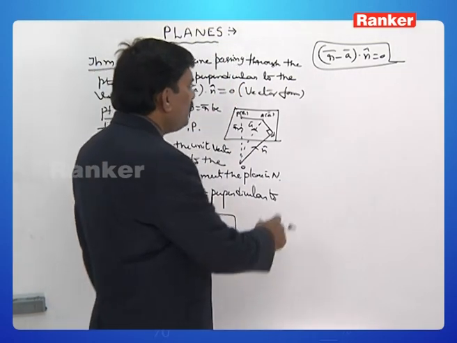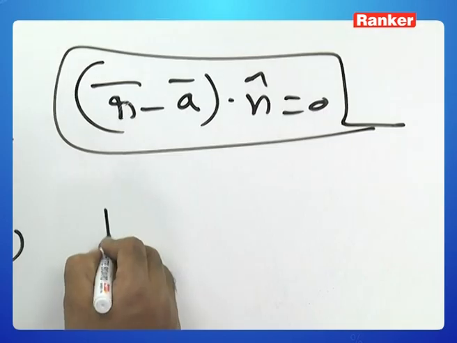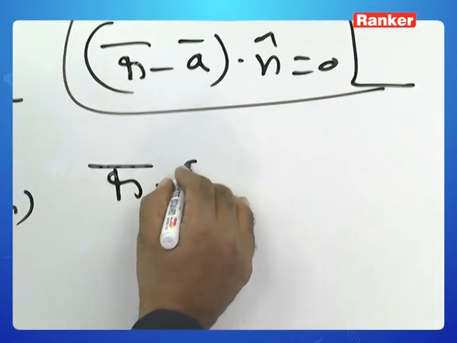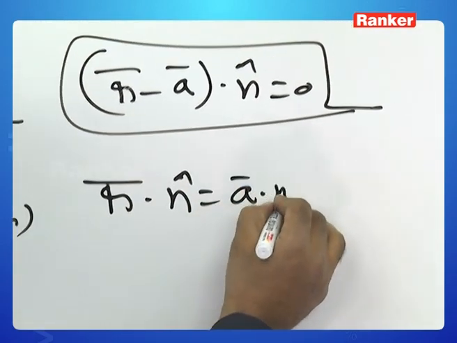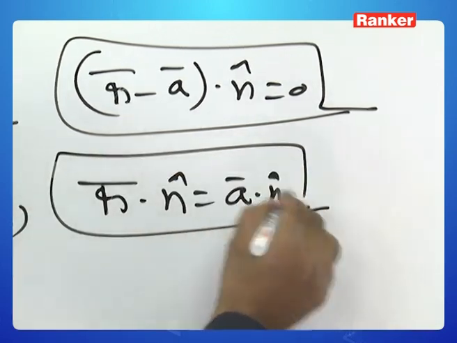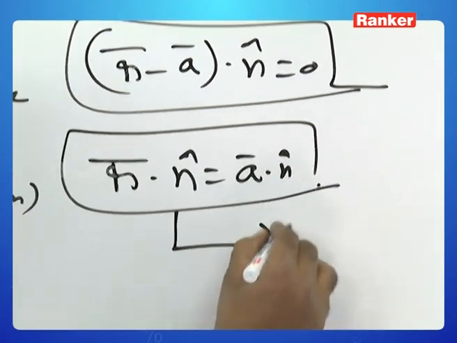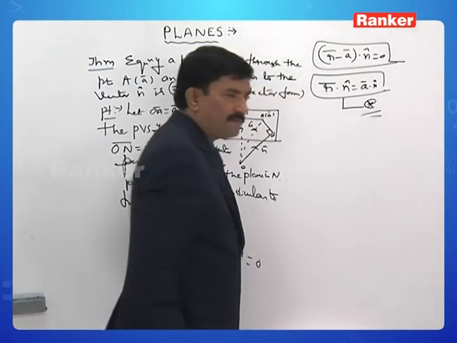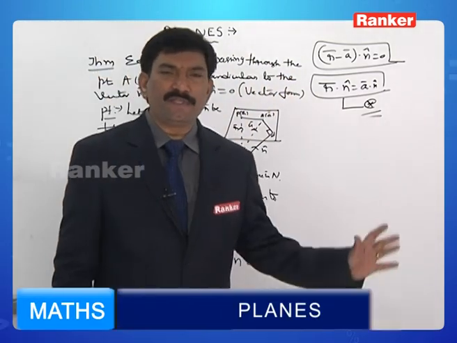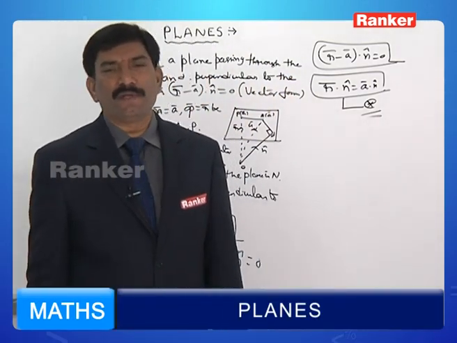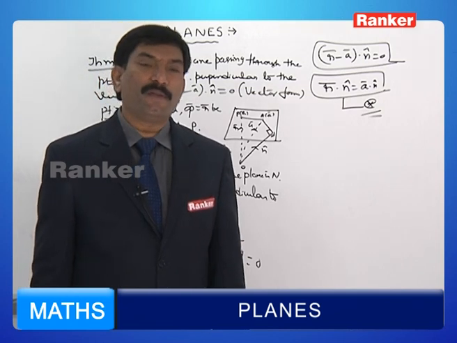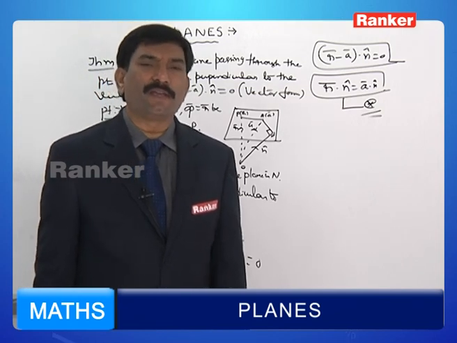From this, I make a move to one step. Later we shall analyze this one: R bar dot N cap is equal to A bar dot N cap. Let us see what it is in the sequel. Okay, so therefore, this is the vector equation of a plane passing through the point A bar and perpendicular to the unit vector N cap.